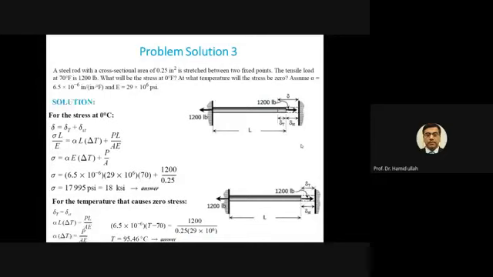So this is the solution and the same type of formula. For the first part, when the temperature is dropped to 0 degrees from 70 degrees F, what is the stress produced? In this case, you can see from the geometry, this is the geometry or the configuration.